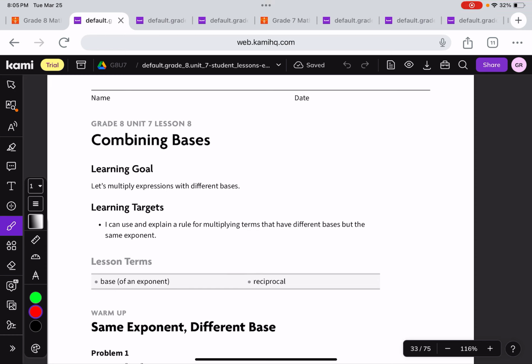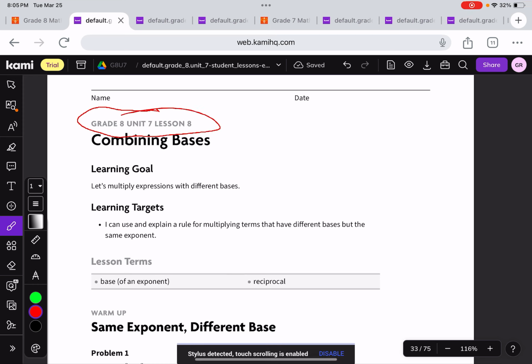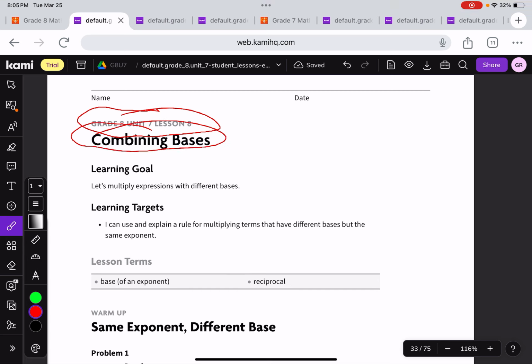We're going to do grade 8, unit 7, lesson 8, right here. If you haven't gotten that out already, go ahead and get that out from your binder. And by the title, you can see we're doing combining bases. At any time, if you need to pause this, obviously pause it. I can't tell if you're pausing or not pausing it, so do whatever you got to do to stay up to speed. If you need to slow it down, then obviously hit pause.